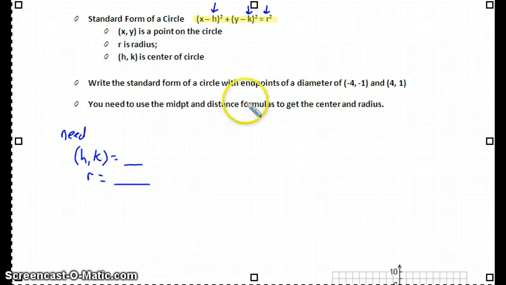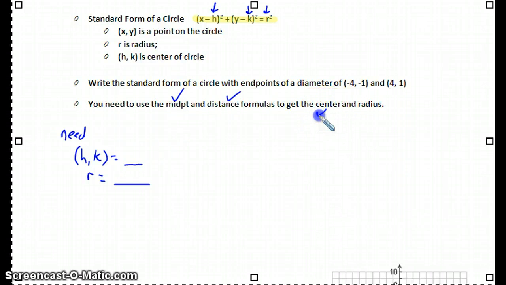So if I ask you to find the standard form of the circle with the endpoints of the diameter here at (-1, 4) and (1, 4), what you're going to have to do is, first of all, find the radius. And if the diameter is the distance between these two points, then the radius is half of that. And then the center would be the midpoint between these two points. So you're going to have to use the midpoint and the distance formulas to get the center and the radius. So let's first start off by finding the center. If we find the center first, we're going to use the midpoint formula.